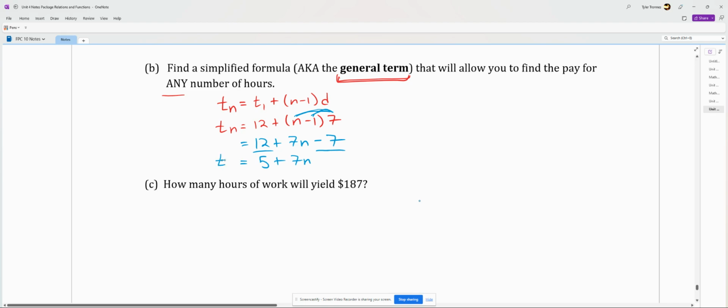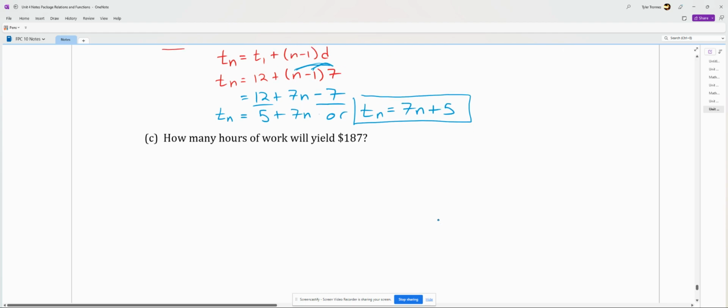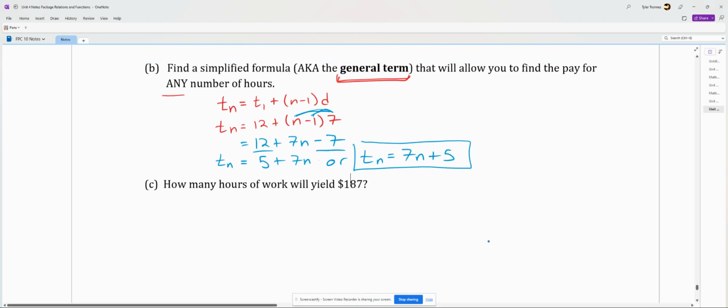So I would accept this, but we generally put the variable term first. So we could say T of n, the nth term, is equal to 7n plus 5. There's our general formula. Now, how many hours of work would yield $187?